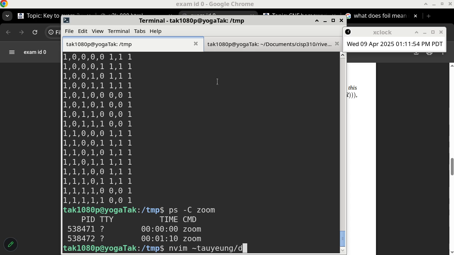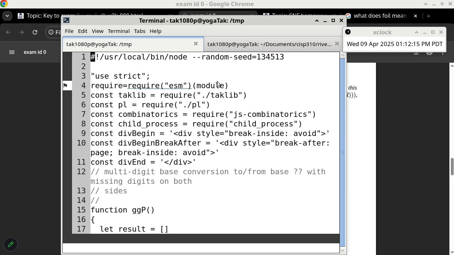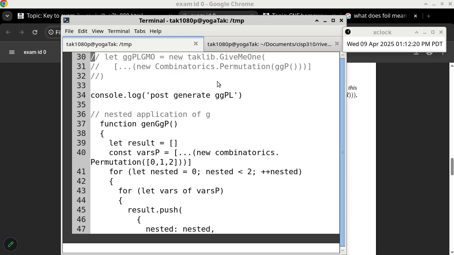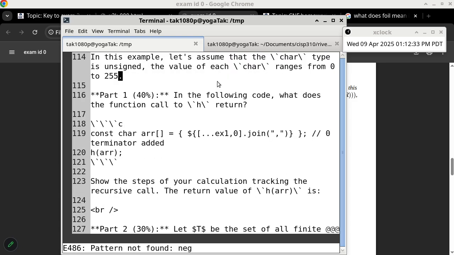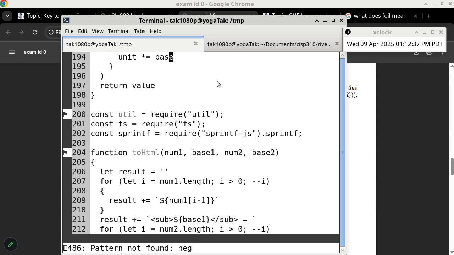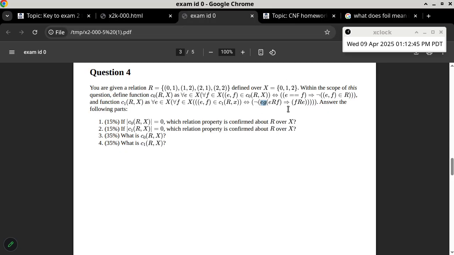So, exams, class 440, and then 1249, which is the semester. This is 1249-x2.js. All right. So we are looking for negation. Nope, there's no negation. I might have fixed that already. Let me go back to the question itself and see if I can get some clue, because I'm looking for some patterns here, so I can use that to help me find the expression itself. So ERF implies FRE. Okay, so we can do that.